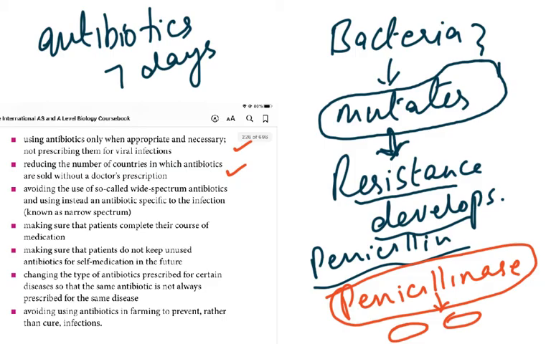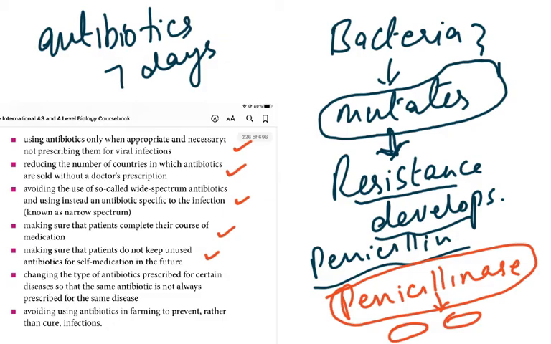Avoiding the use of so-called wide-spectrum antibiotics and using instead an antibiotic specific for the infection. Then making sure that the patients complete their course of the medication, and that the patients do not keep unused antibiotics for self-medication in the future. You were given a course of antibiotics, you didn't complete it, you had it for 4 days, the rest of it is lying around, and then after a few days, you again take the same medicine because you're not feeling well.